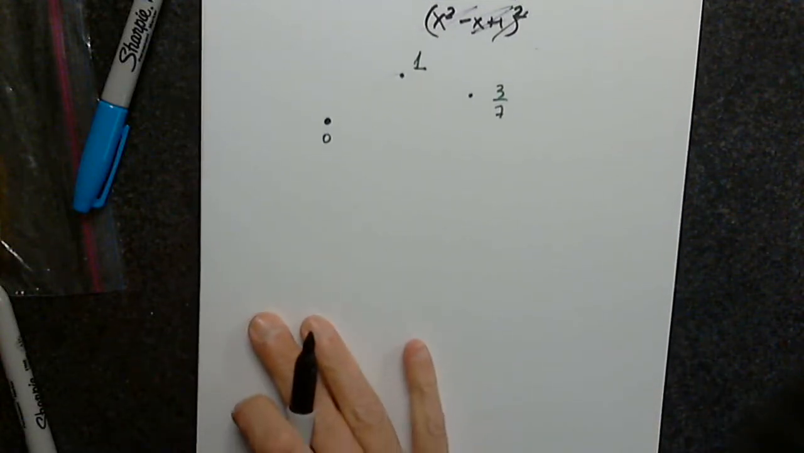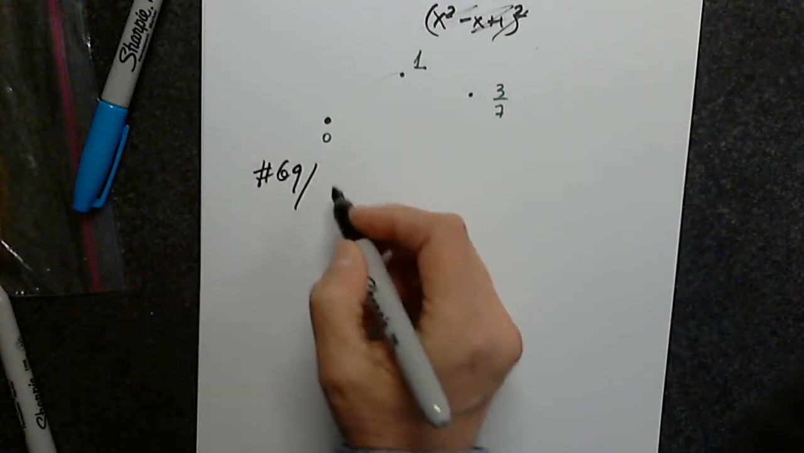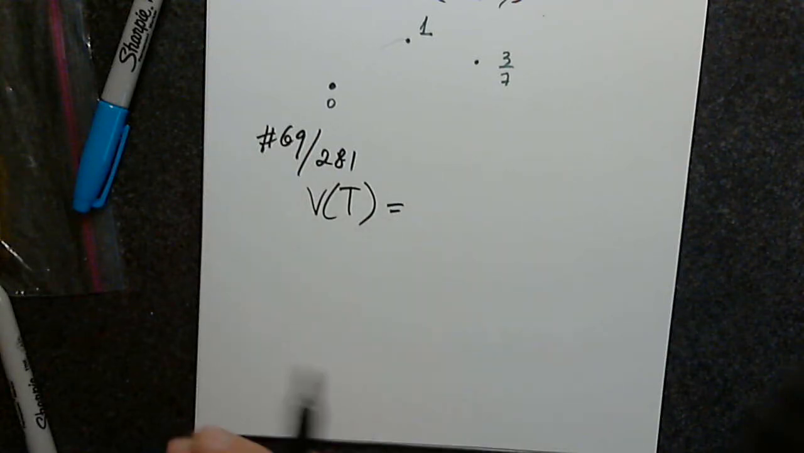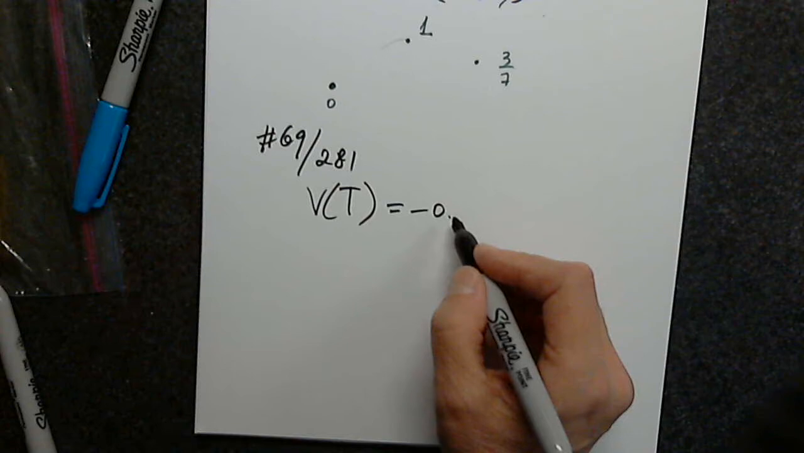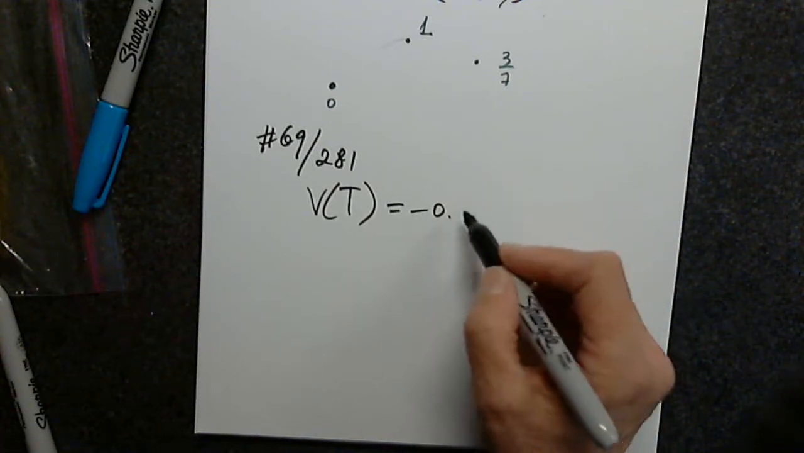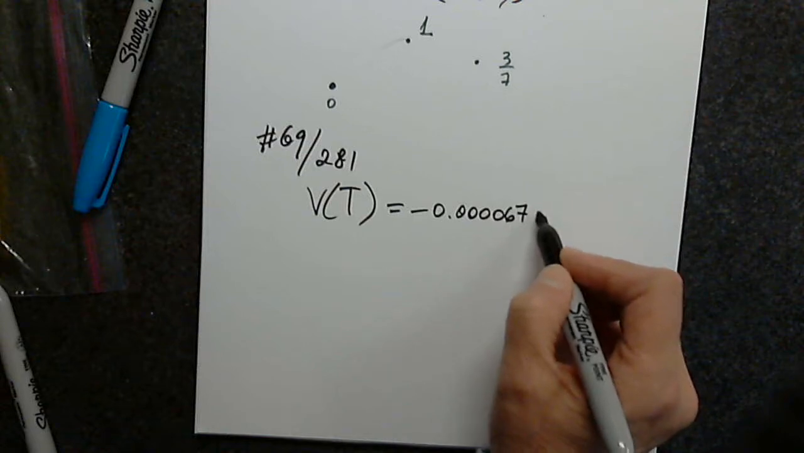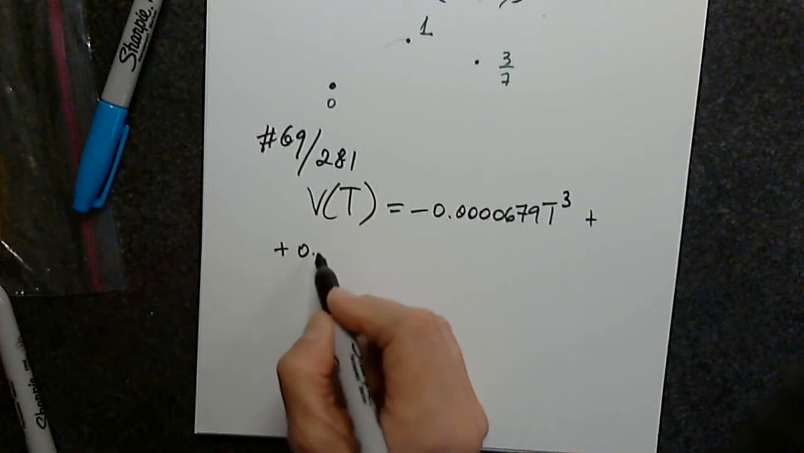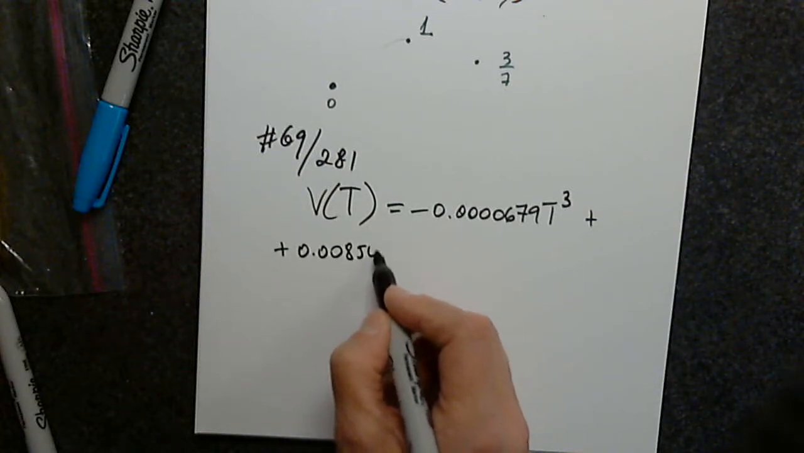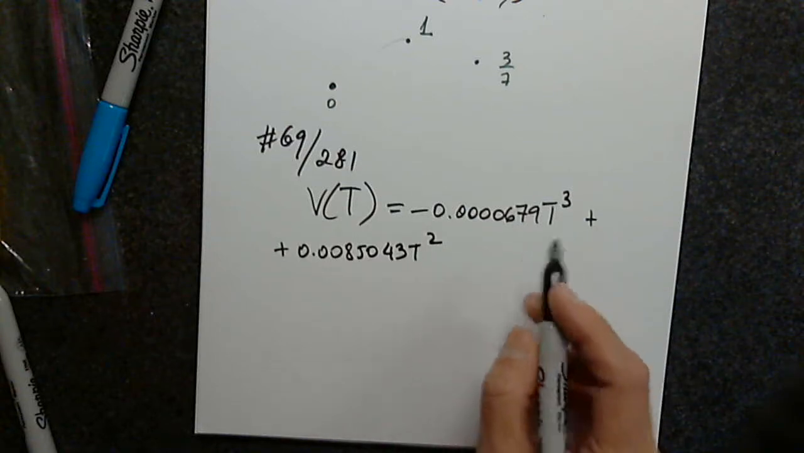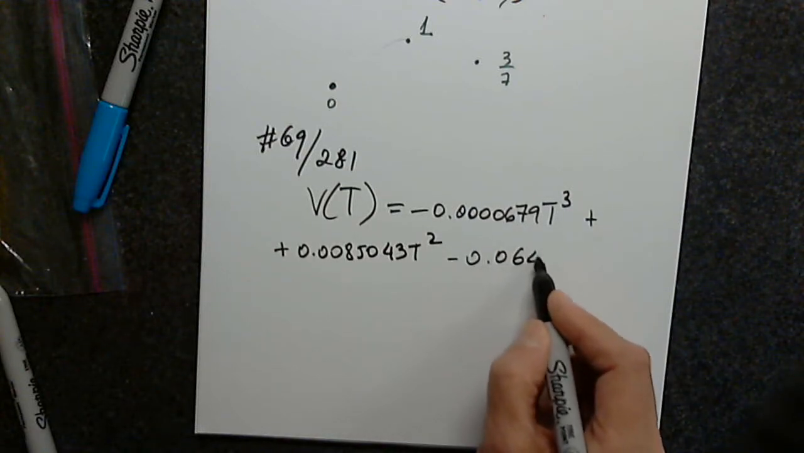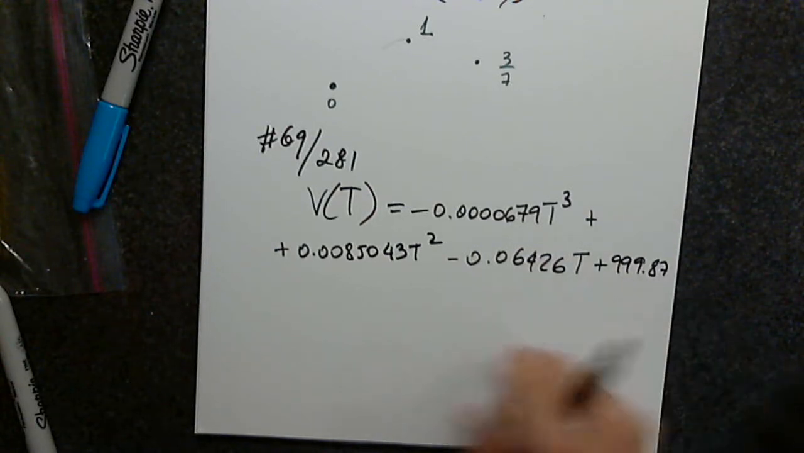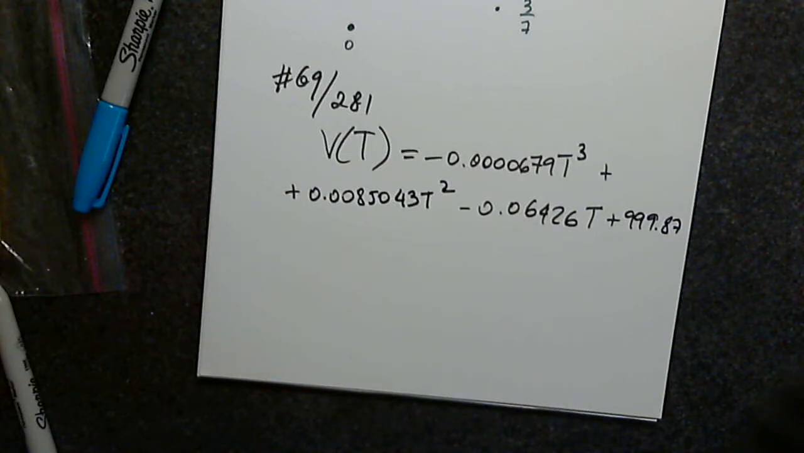So this is problem 69 on page 281. V of t equals, and I'm going to put it in correct order. I think I see 4 zeros, and 679 t cubed, and then plus 0.008543 t squared, and then minus 0.06426 t, and then plus 99987. It's not that I care for that, it will go away anyway. Good.